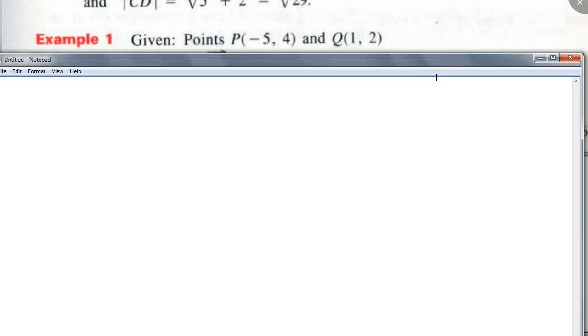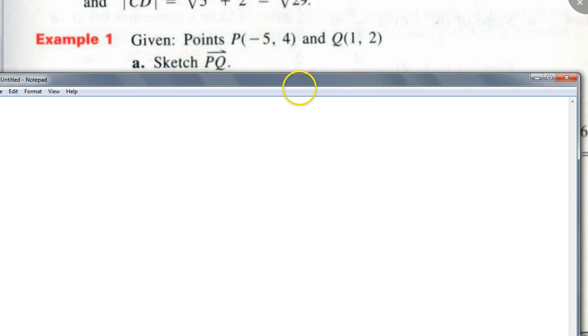So let's do an example then. I give you 2 points. P is negative 5, 4. Q is 1, 2. Go ahead and find. Oh, first of all, sketch this vector.